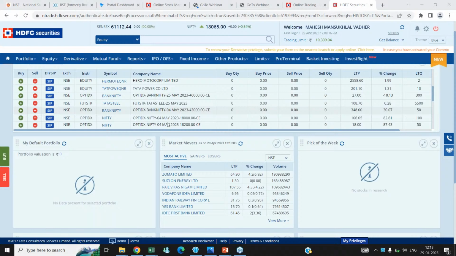Mr. Suresh is asking, can we have a recording of this session? Surely we'll have this. I'll tell my colleague to upload this on our YouTube. Mr. Mukherjee is asking, can we place AMO along with trailing stop loss? No, only AMO orders can be placed. Trailing stop loss functionality is only for a particular day.